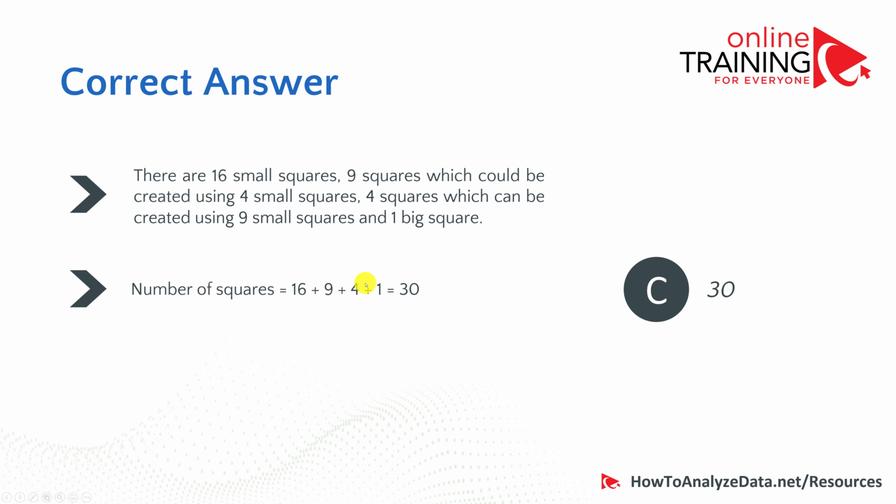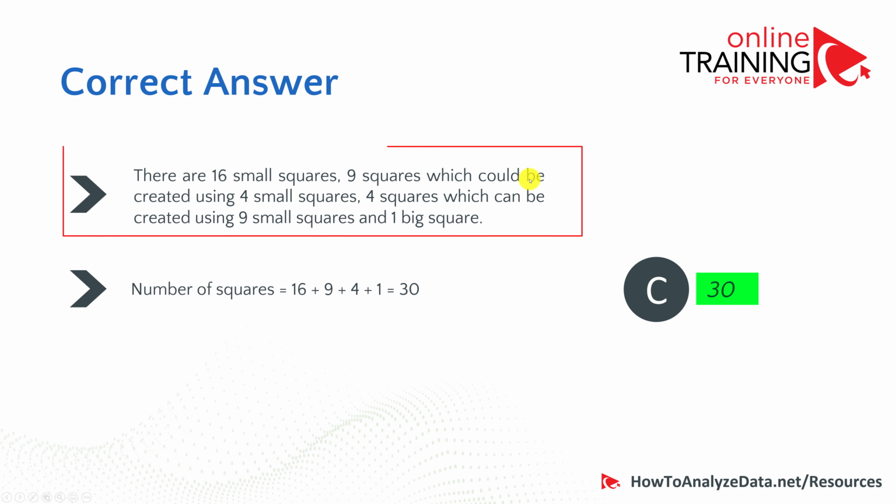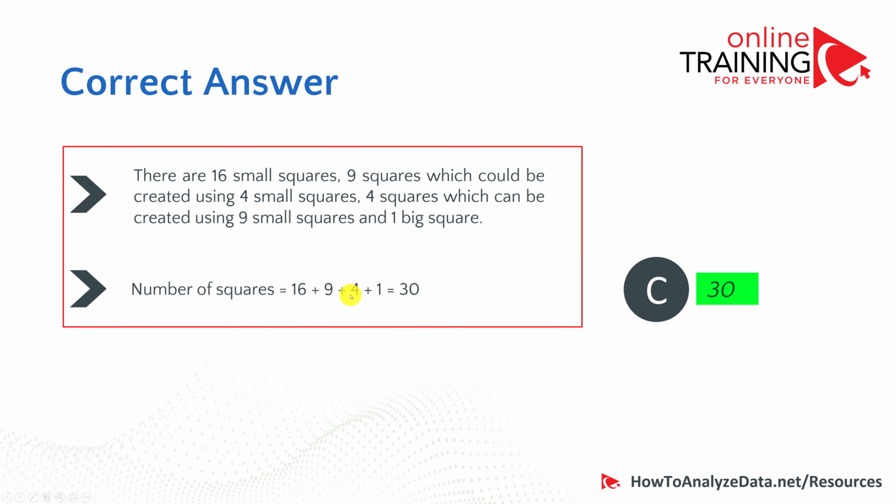And the correct answer is 30, because there are 16 small squares, 9 squares which would be created using 4 small squares, 4 squares which can be created using 9 small squares, and 1 big square. So that's how we come out with the answer 30. So you kind of have to know how to calculate it a little bit. But this question we see a lot as part of numerical reasoning tests and psychometric tests. So I just want to make sure that you guys are prepared.